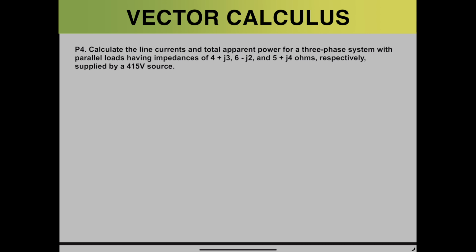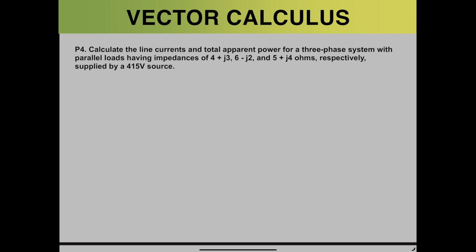So let's dive into the fourth question. The question is saying calculate the line currents and total apparent power of a three-phase system with parallel loads having impedances of 4 plus J3, 6 minus J2, and 5 plus J4 ohms, respectively, supplied by a 415 volts source. So let's just draw a circuit diagram of this three-phase system that has parallel loads.